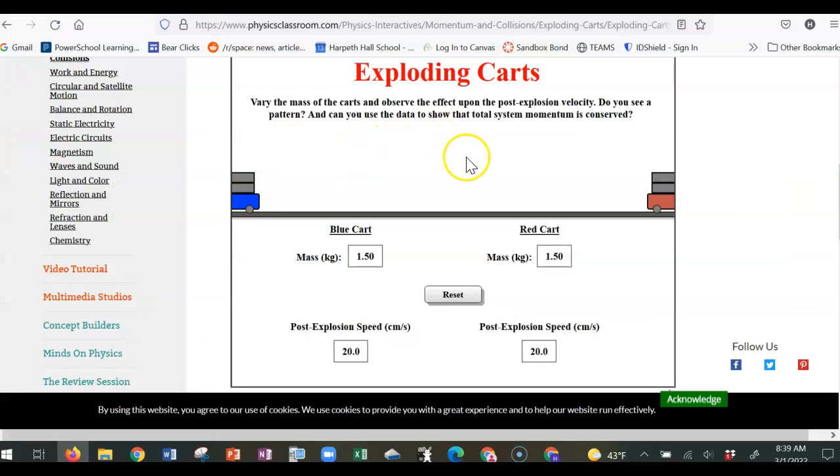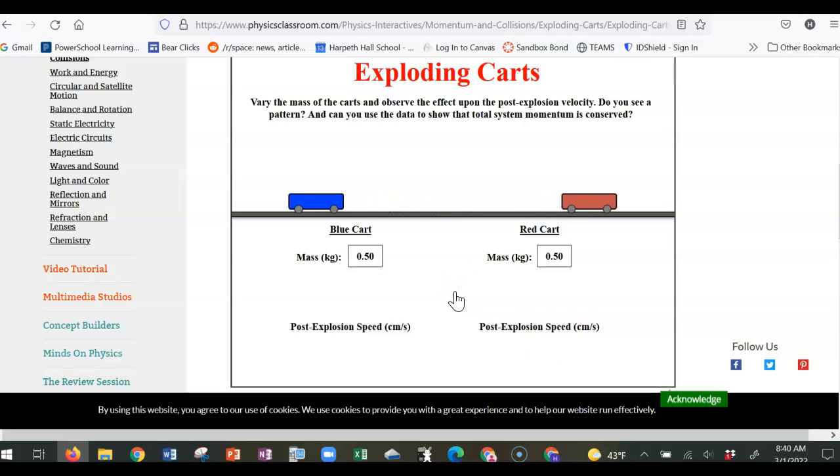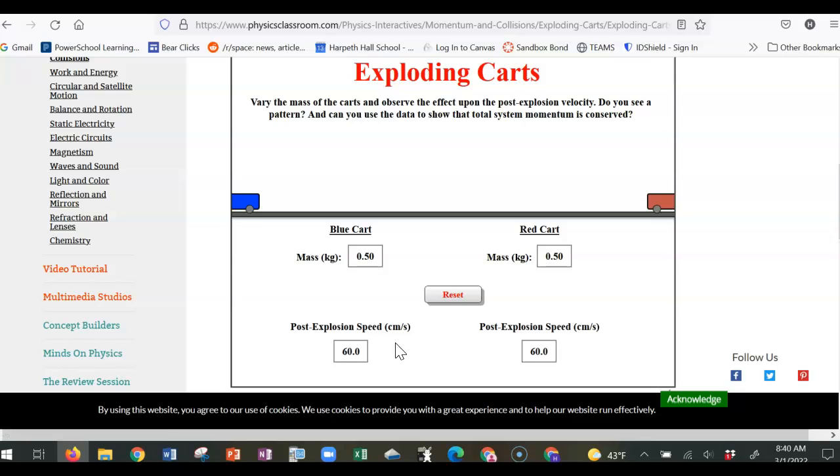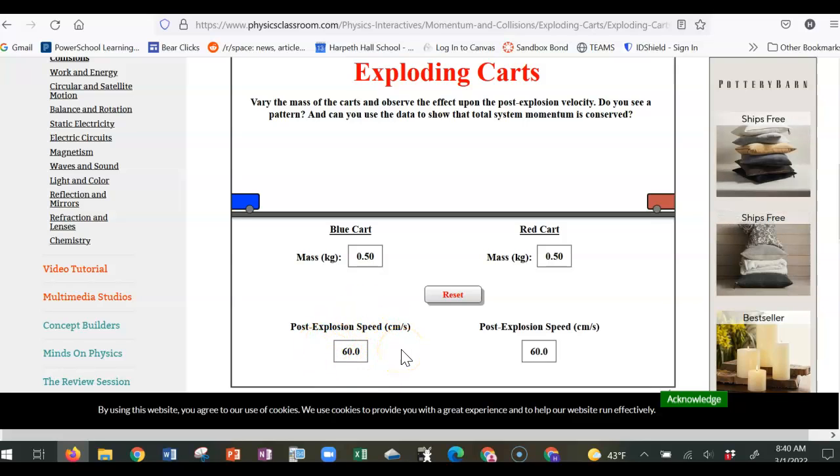Okay, so initially both carts should have a mass of 0.5. So I'm going to go back to the Exploding Carts simulation tool. I'm going to reset it, and I'm going to change each of the masses to 0.5 kilograms. And now I will explode. And then I can see the post-explosion speeds. Okay, so be careful. These speeds are given in centimeters per second, but I want to enter my data in meters per second. Since there are 100 centimeters in every meter, I need to divide these speeds by 100 to have the speed in meters per second.